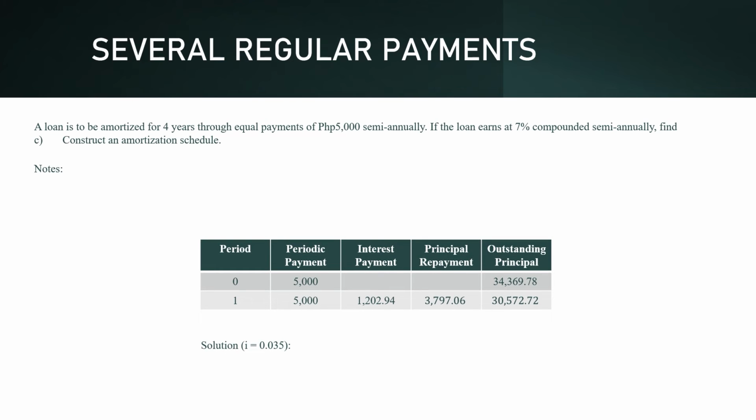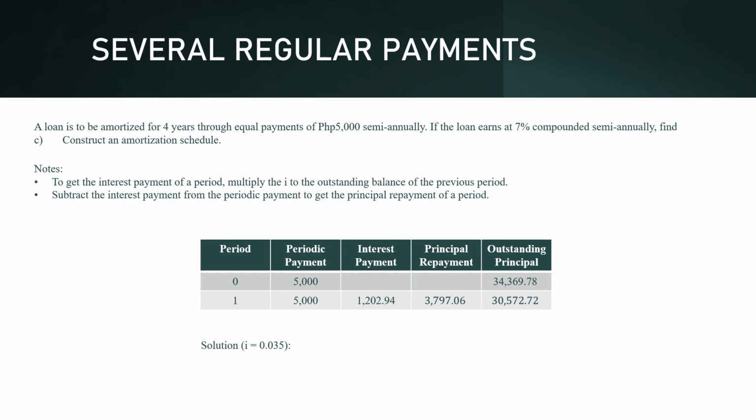To construct an amortization table, we're going to note some things. To get the interest payment of a period, multiply the i to the outstanding balance of the previous period. Subtract the interest payment from the periodic payment to get the principal repayment of a period. And finally, subtract the principal repayment from the outstanding balance of the previous period to get the outstanding balance of the current period.